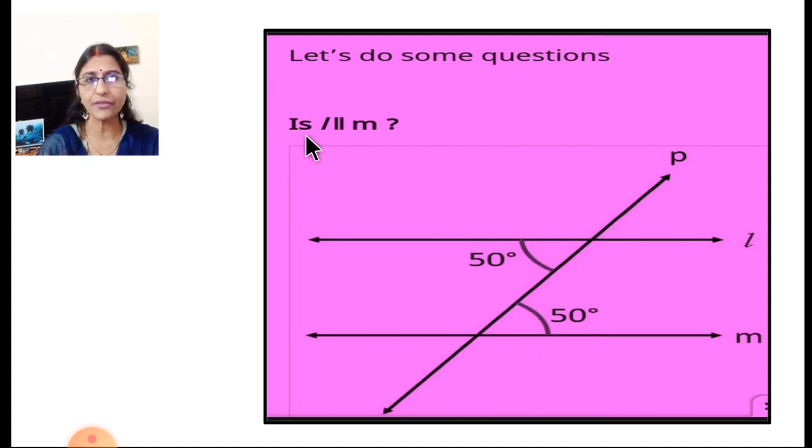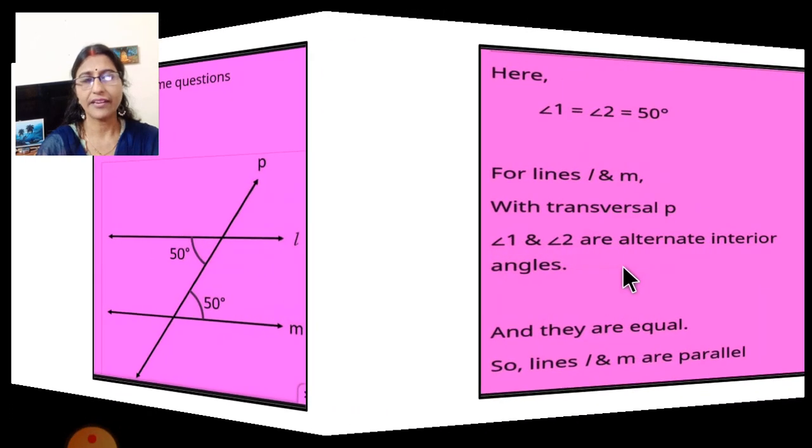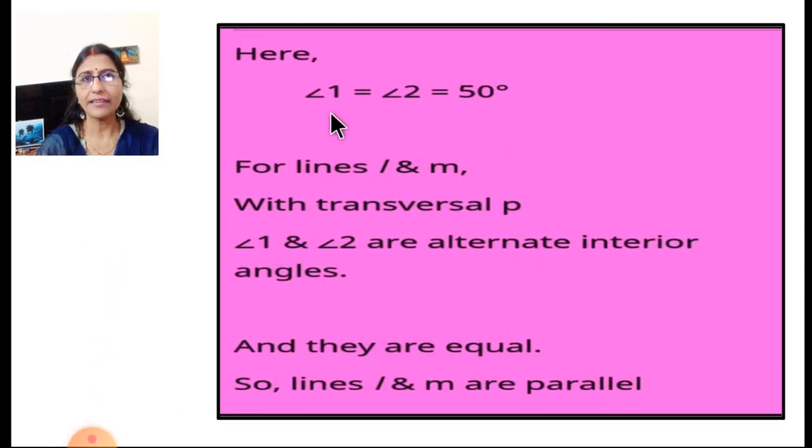Now the question is, we have to find out, is L parallel to M? So let us find out. Let us name this as angle 1, which is 50 degrees, and angle 2 also 50 degrees. So how to write this? We'll write it this way: angle 1 is equal to angle 2 is equal to 50 degrees.